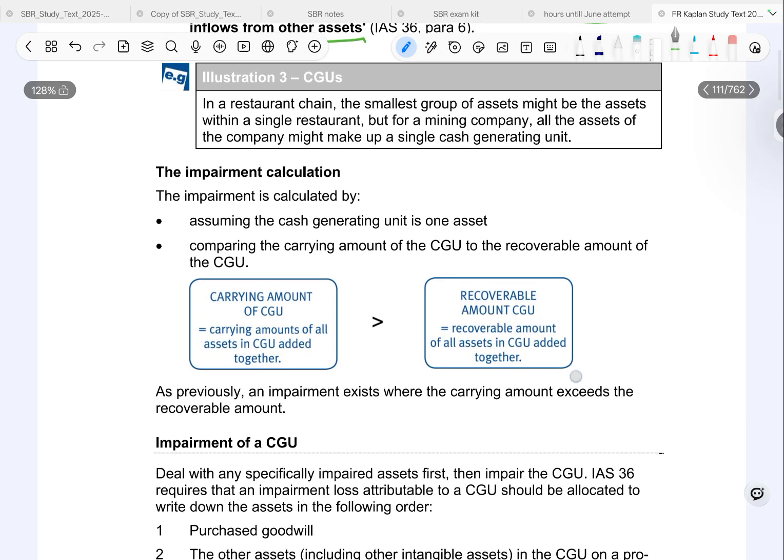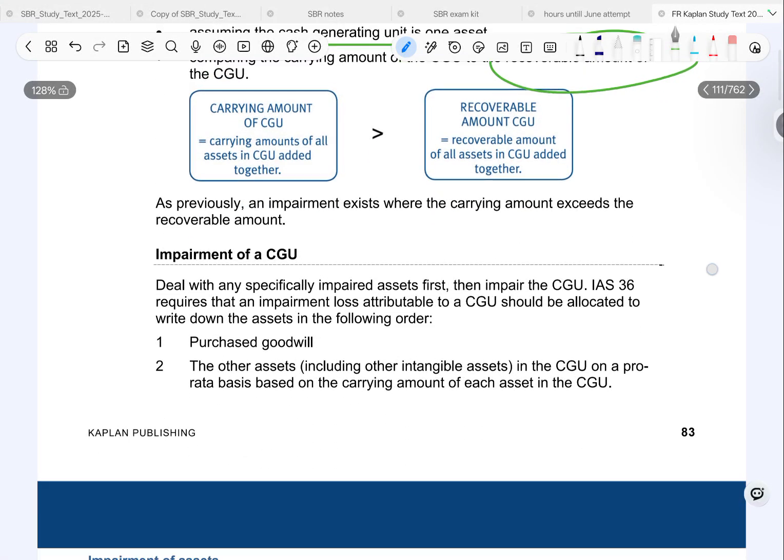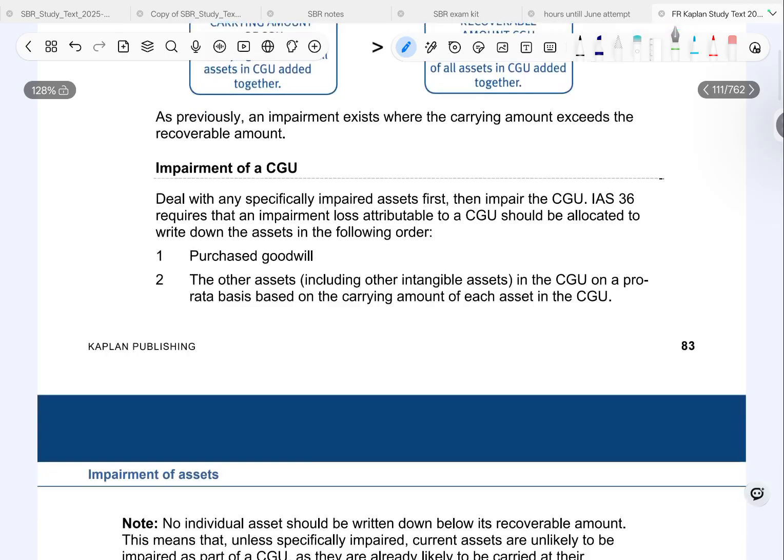So yeah, now how do we calculate the impairment? The impairment is calculated assuming that the cash generating unit is one asset and comparing the carrying amount of the CGU to the recoverable amount. So it's very simple, it's very basic, it's the same thing. We again find out the recoverable amount, which is the higher of your value in use and fair value less cost to sell, and then we compare it to the carrying amount and then we impair it. It's the same method. As previously, an impairment exists where the carrying amount exceeds the recoverable amount.